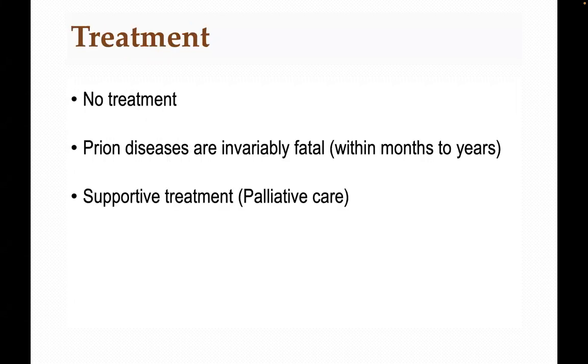So unfortunately, with prion disease, there is no treatment. There has been research for medications that can be used, but as of now, there's no treatment. And prion diseases are fatal within months to years. When a person starts showing the symptoms, the person will die. And the only way is to give palliative care.